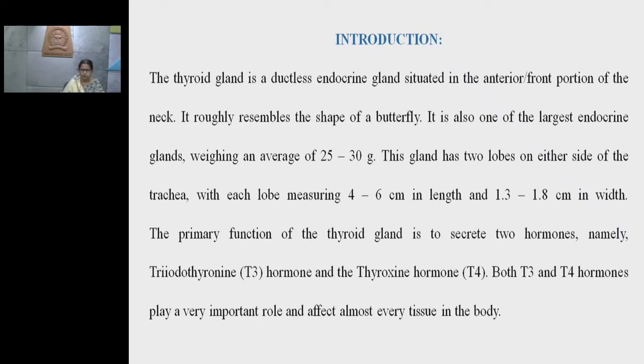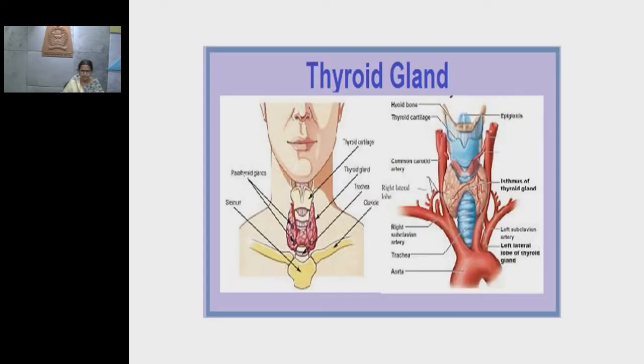This gland has two lobes on either side of the trachea, and each lobe is 4 to 6 centimeters in length and 1.3 to 1.8 centimeters in width. The primary function of the thyroid gland is to secrete the hormones, namely triiodothyronine, that is T3, and thyroxine hormone T4. Both T3 and T4 hormones play an important role and affect almost every tissue in the body.